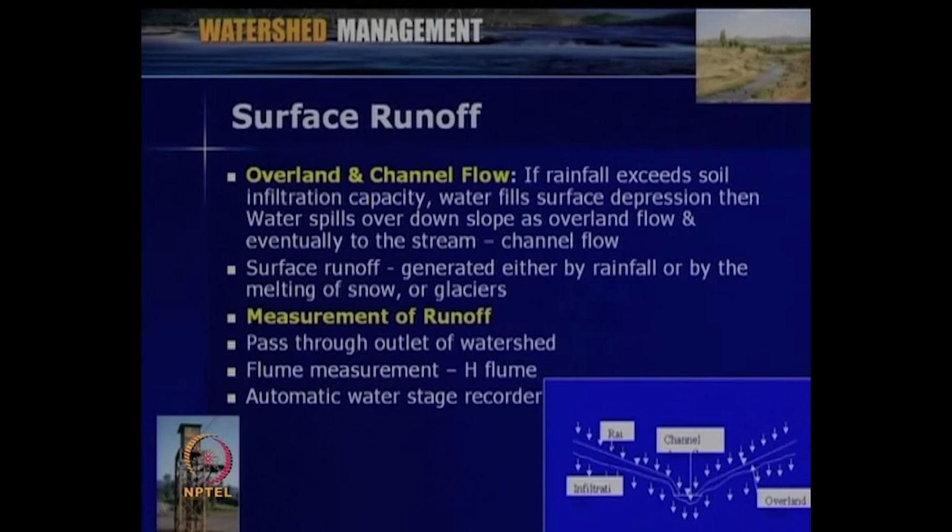As far as the surface runoff is concerned, we can classify it into overland flow and channel flow. You can see what is happening within the watershed. If rainfall exceeds the soil infiltration capacity, water fills surface depressions, then spills over downslope as overland flow and eventually reaches the stream or the channel, that is the so-called channel flow. Surface runoff is generated either by rainfall or by the melting of snow or glaciers.